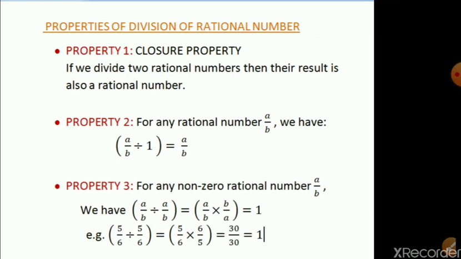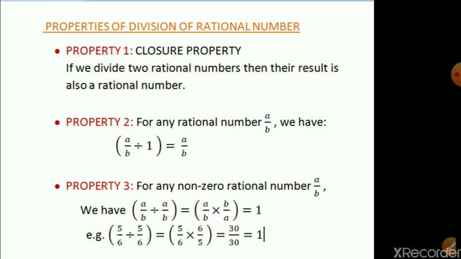Discussing the properties of division of rational numbers. The first property is the same, the closure property. If we divide two rational numbers, then the result is also a rational number. Property 2, for any rational number a upon b, if we divide it by 1, we'll get the same rational number as the answer.